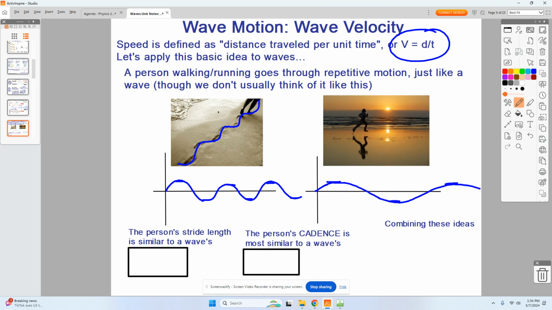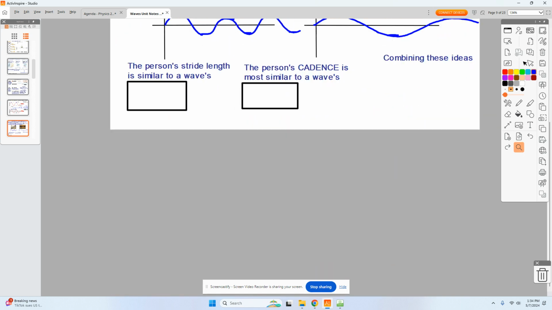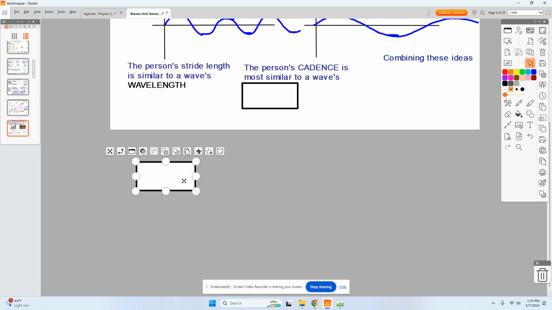The other thing that he controls is the cadence. He can really get his feet to cycle over really quickly. If I combine those 2 ideas, we can get this equation for wave speed. We would say that the stride length is most similar to a wave's wavelength. So we're going to say that stride length is similar to wavelength. How far does his feet move per repetition? So stride length is like wavelength.